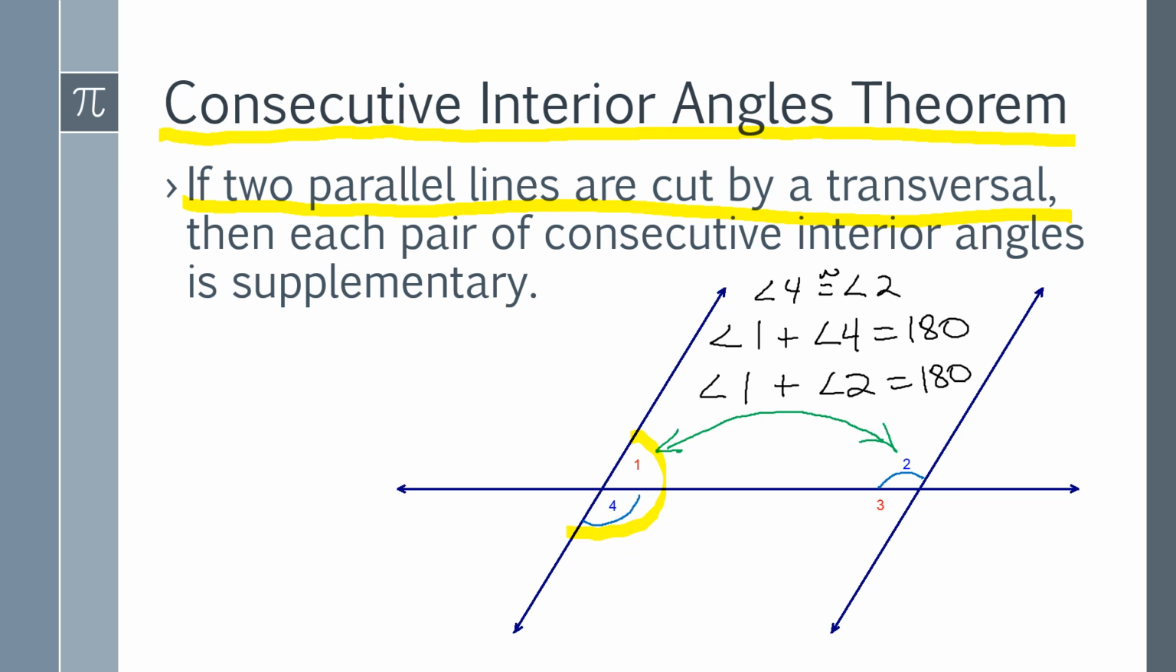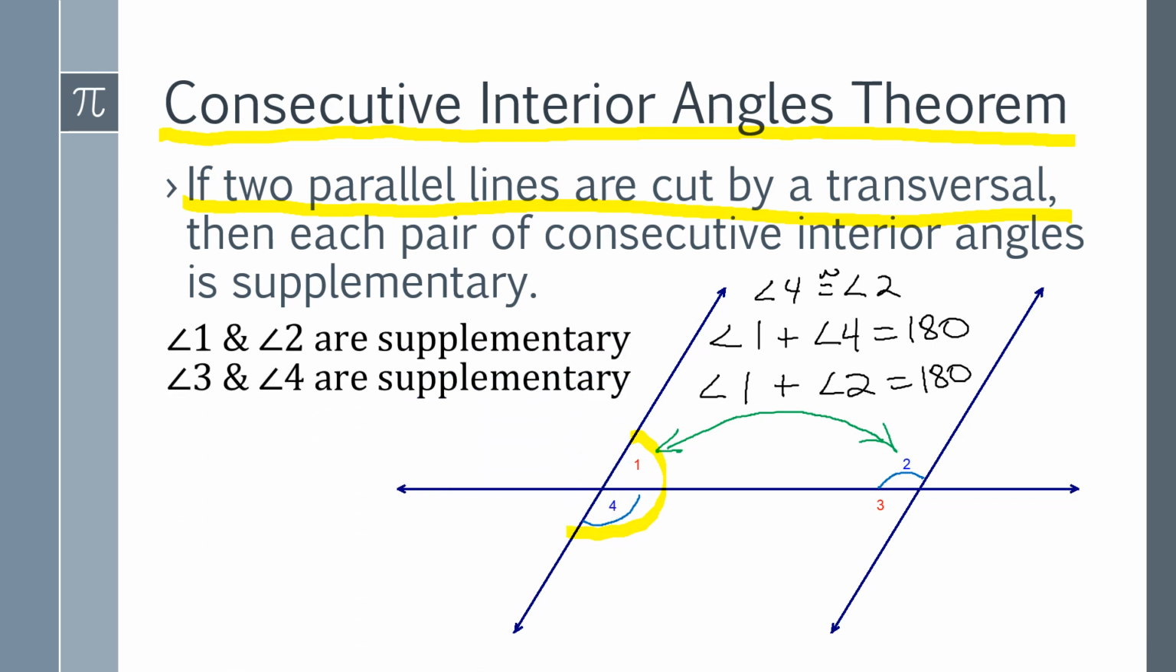So our statement of truth coming out of this, or fact, we can say that angle 1 and angle 2 are supplementary, and also angle 3 and angle 4 are supplementary. That means they add up to 180.